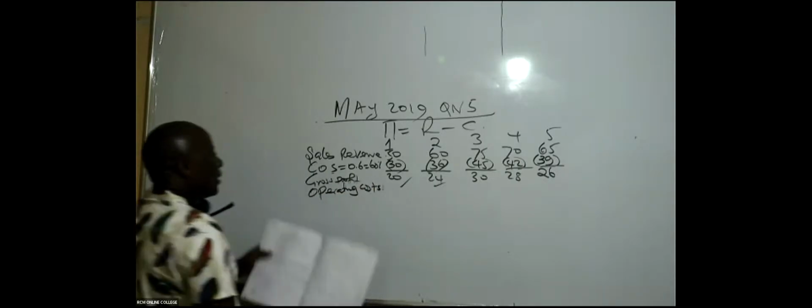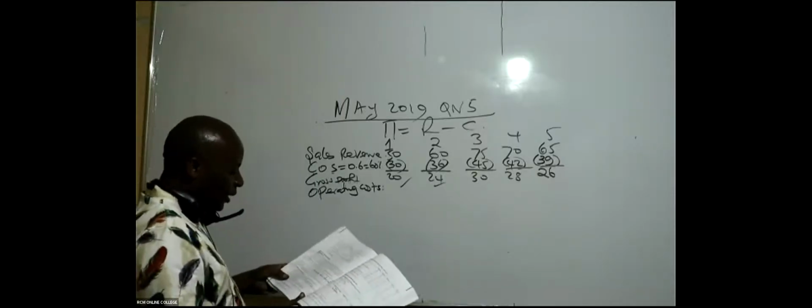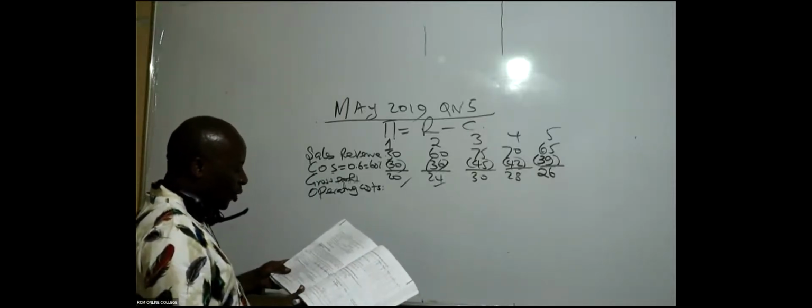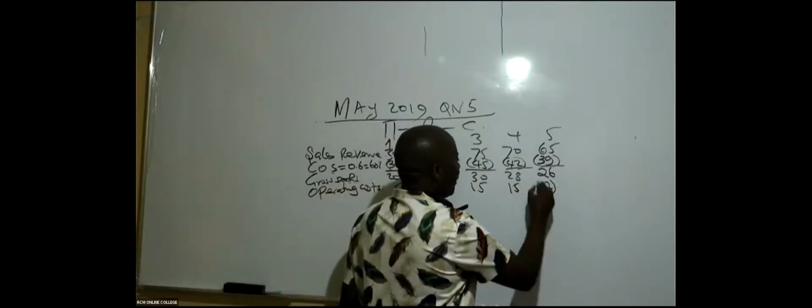So are you able to see operating costs? Anybody who is able to see operating costs there? Oh, yes, we have 5, 10, 15, 15, 12. So reducing like this.